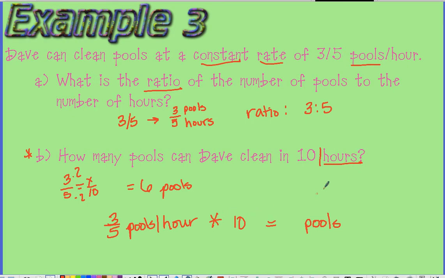So here's why that works. We're taking 3/5 and multiplying it by 10. Okay, and then this is hours and this is hours. So it's 10 over 1. Okay, so this is pools. Because remember, when you multiply with fractions, you multiply straight across. So here, your units cancel out. So hours and hours cancel out because of the fact that one is on top and one is on bottom. And you end up with 30 over 5, which we know is equal to 6.